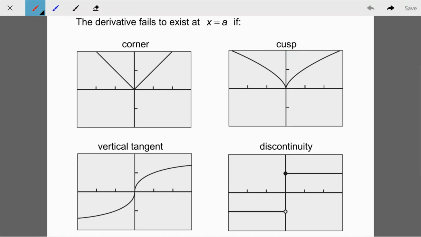For a vertical tangent, it's just as it's described here. If I were to draw in a tangent line here, you can see that tangent line is completely vertical. The slope of a vertical line is undefined, so the derivative would be undefined, so that means it's not differentiable at 0. And then the last one is just when we have a discontinuity.